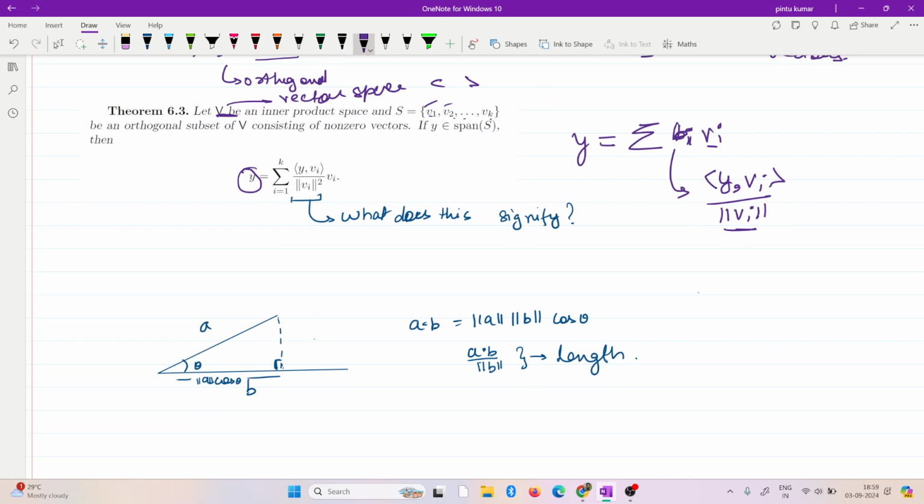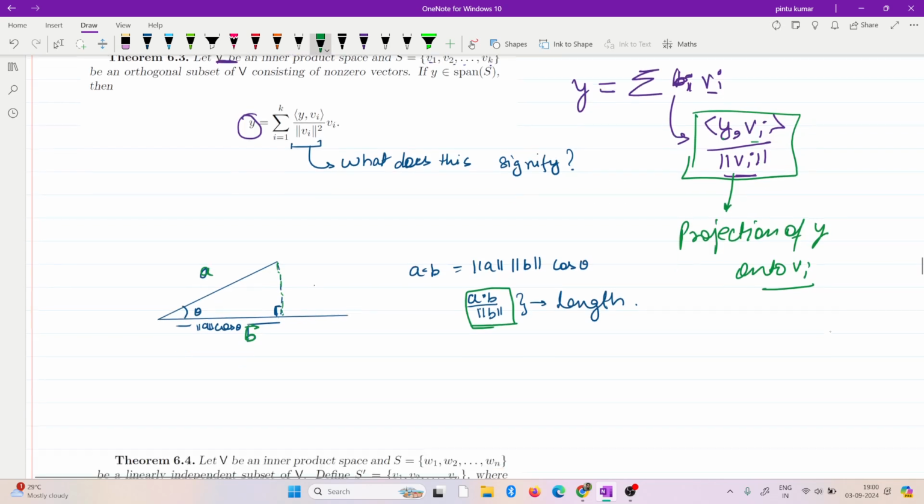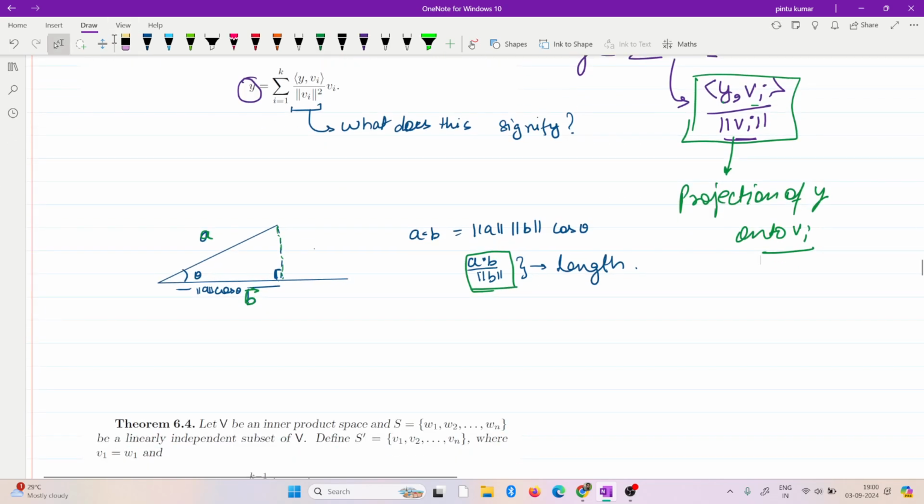If you look at what this term signifies, this bi is the projection of y onto your vector vi. If this is vector a and this is some vector b, the projection of a onto b is given by a dot b divided by the norm of b. So this is nothing but the projection of y onto vi. I can give you one more example over here.